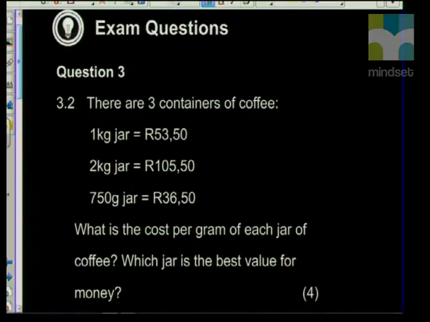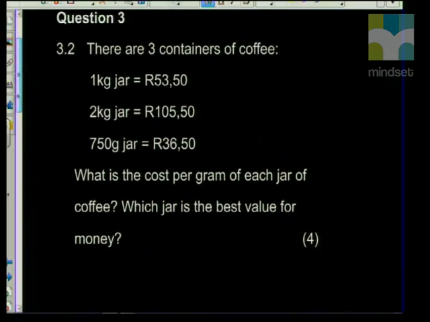Let's go on to question 3.2. Now, question 3.2 is dealing with comparing prices. This is a very useful skill in the real world so that you can actually make sure that you're getting the best value for money. So let's have a look at this question. There are 3 containers of coffee, a 1 kg jar, which is 53 Rand 50, a 2 kg jar, which is 105 Rand 50, and a 750 gram jar, that is 36 Rand 50. The question then asks, what is the cost per gram of each jar of coffee, and then which jar is the best value for money?